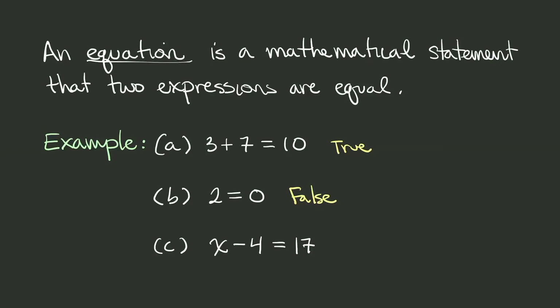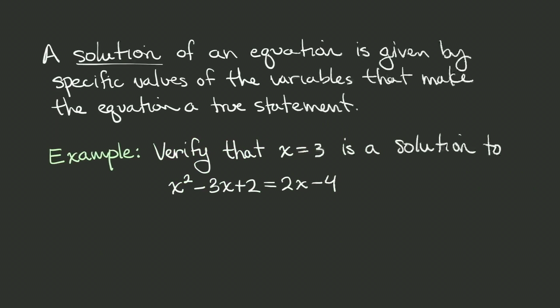In part C, we have x minus 4 equals 17. Now the truth of this equation depends on the value of x. This will be true for specific values of x. And those specific values of x are called solutions to the equation. A solution of an equation is given by specific values of the variables that make the equation a true statement.